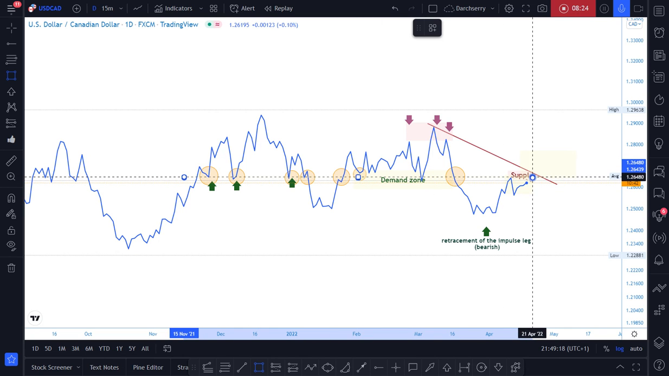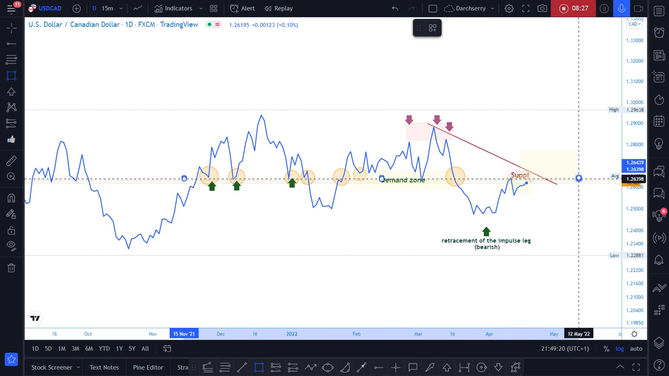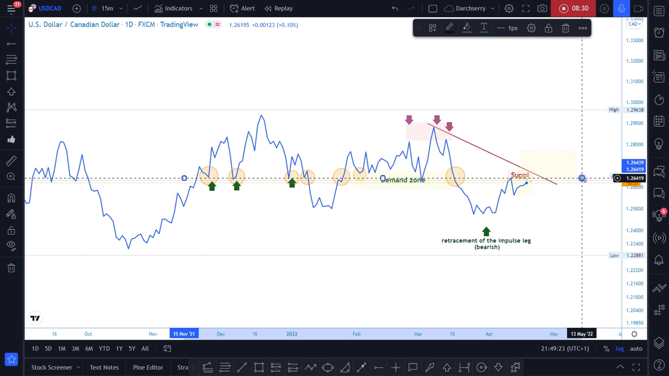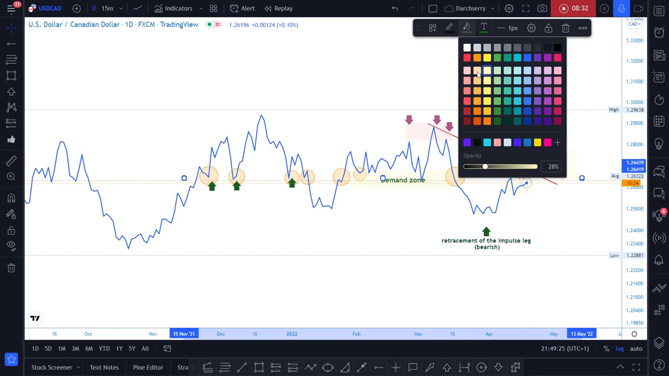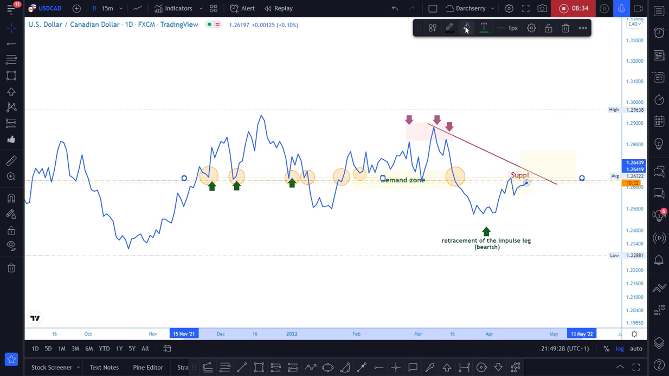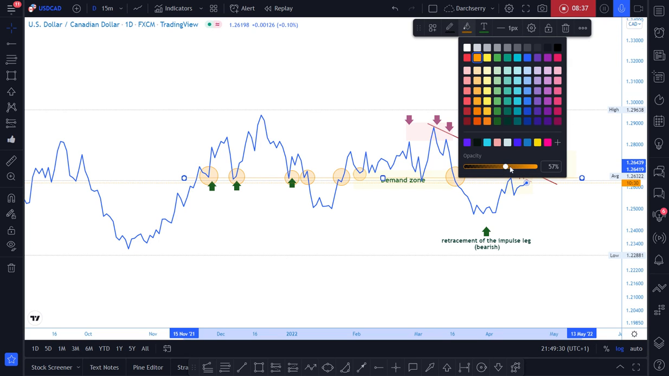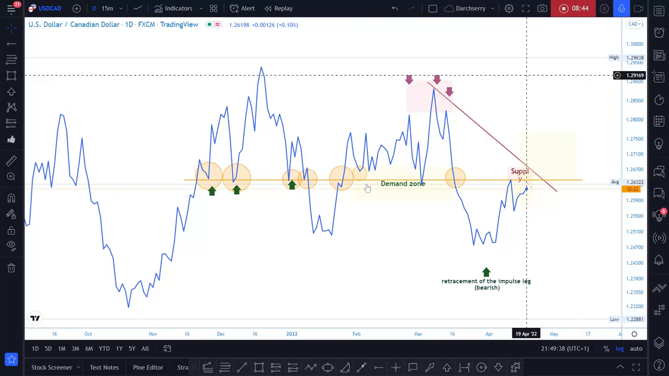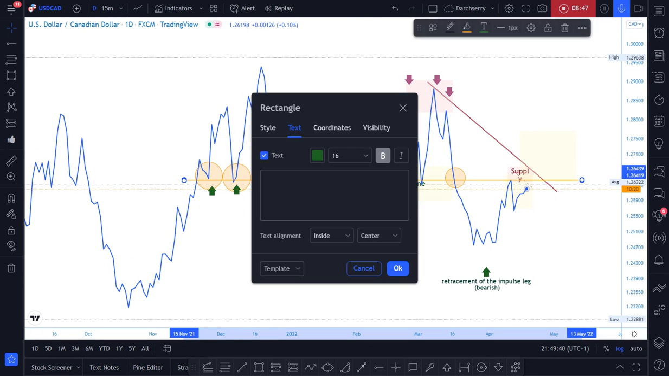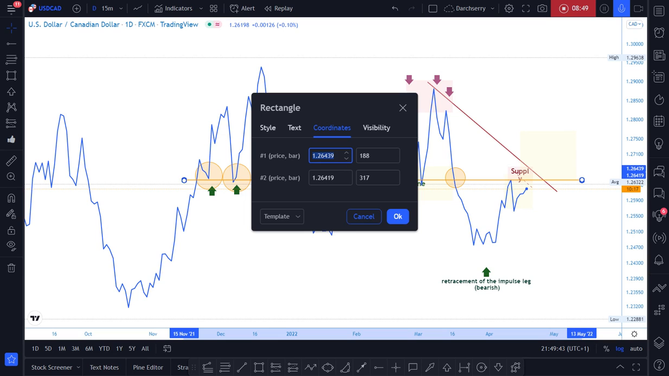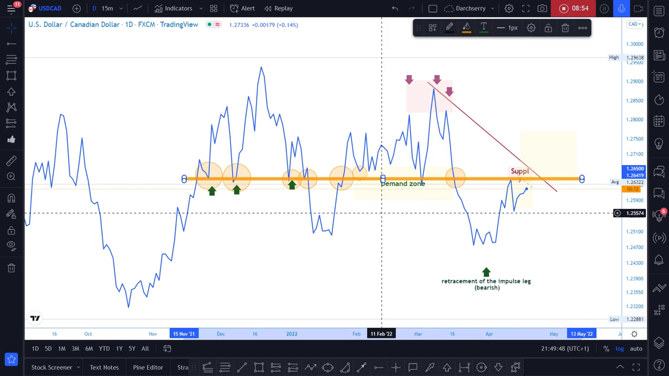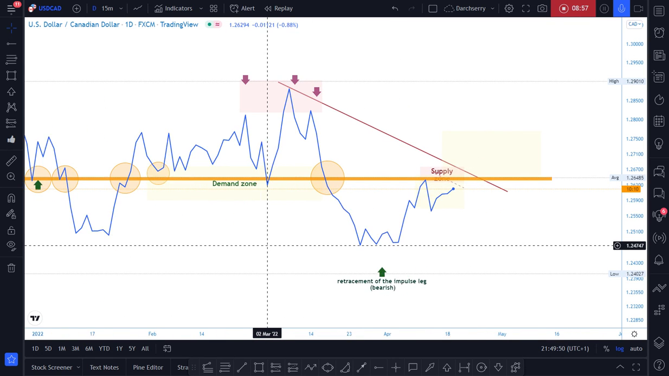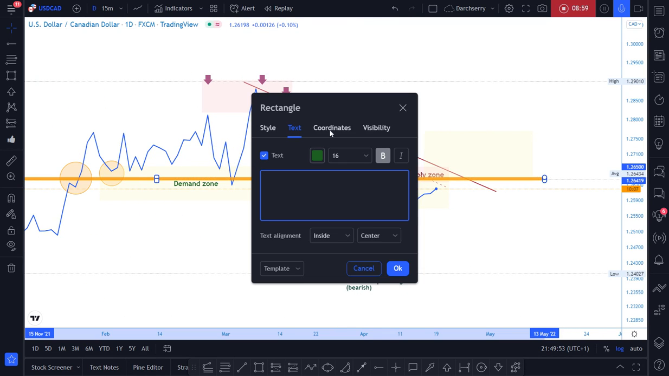which I'm going to draw a line on, and we'll paint it gold. Like I always say, our key level is always painted in gold. Let me adjust this so that it sits at the 1.265 area. So there we go, we have our key level at the 1.265 area.